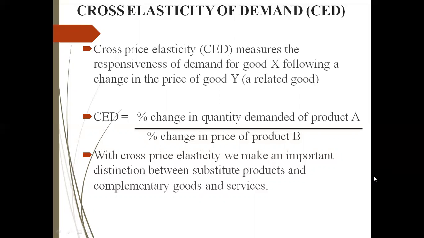So if the price of one product changes, how the quantity demanded of its substitute or complementary product changes is called your cross price elasticity. The formula for cross elasticity of demand is the percentage change in quantity demanded for product A over the percentage change in price of product B. With cross price elasticity, we make an important distinction between substitute products and complementary goods and services.